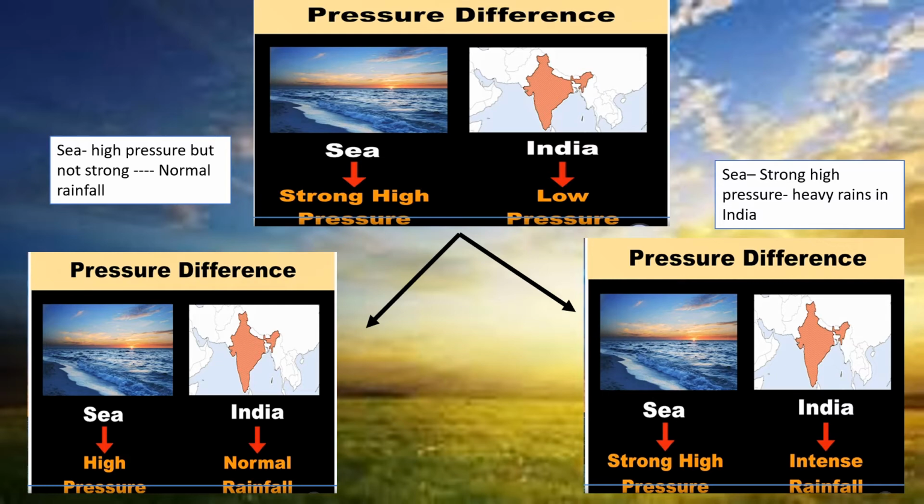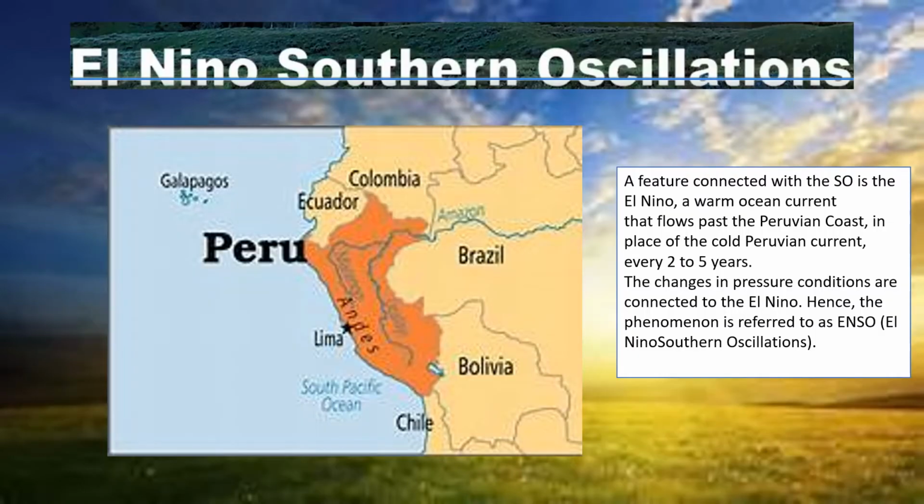So depending on the pressure of the sea, the rainfall varies from intense rainfall to normal rainfall in India. A feature which is connected with sudden oscillation is El Nino. What is El Nino? For this, we have to go to Peru in South America.